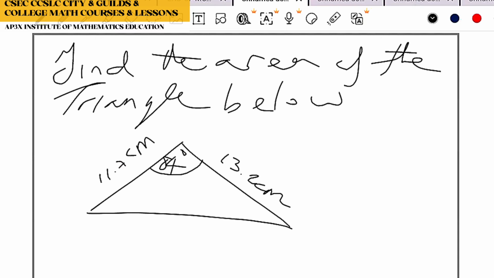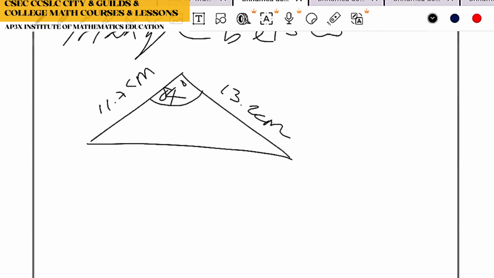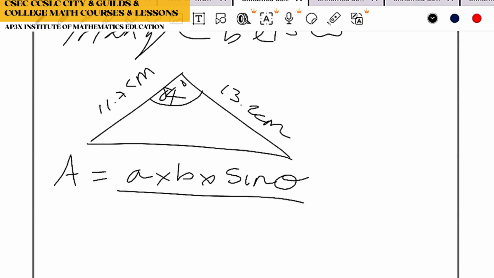So then, Mr. Peart, you've given us two formulas. Is there a third one? Well, there is. There is a third formula. It's called your sine formula. So it's A is equal to A multiplied by B multiplied by the sine of the angle divided by 2. Don't get spooked. That formula is also provided to you on the formula sheet. So that's your third and final formula.